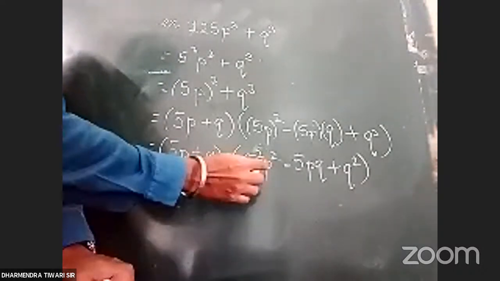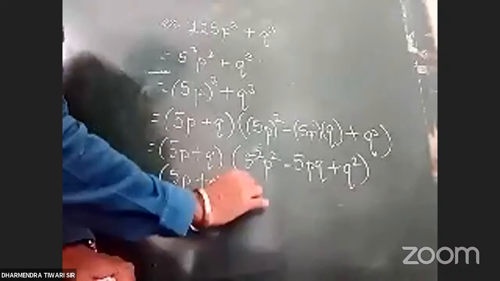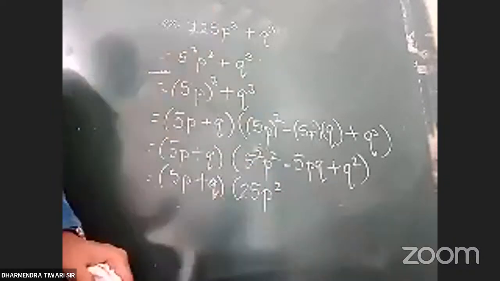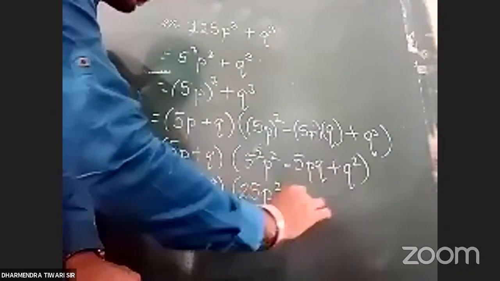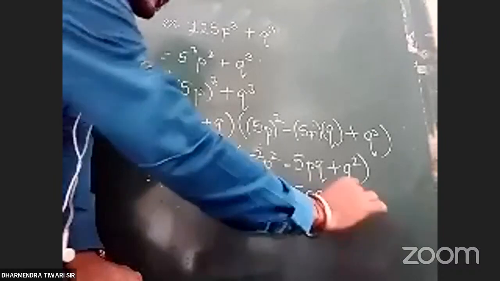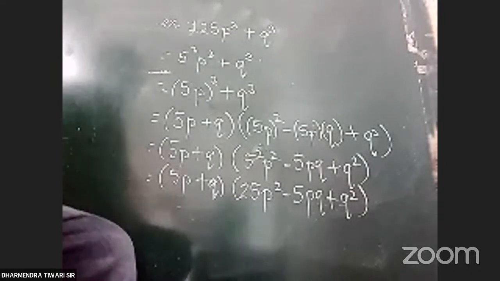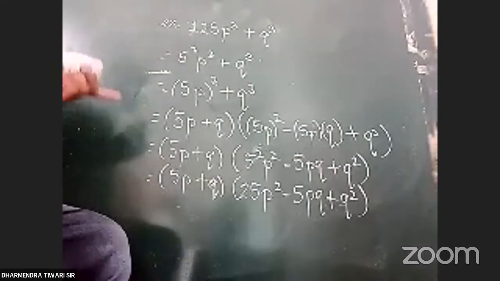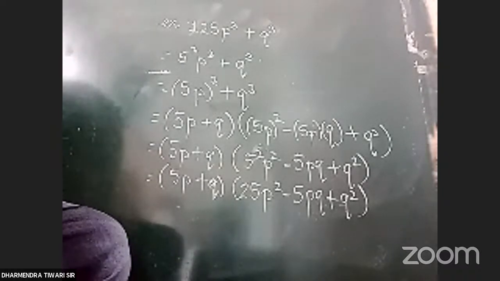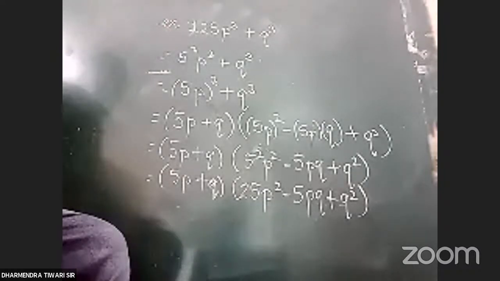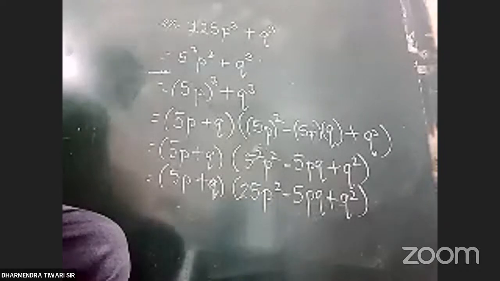Those students who find this step easy can follow this, no problem. Those who can go directly from this step to this step, you can write that, no problem. Minus 5pq plus q squared. Done. So we have completed the numbers with a non-unit coefficient for the first term. Here we had 125. Now we will move to a problem in which both the terms have a coefficient.